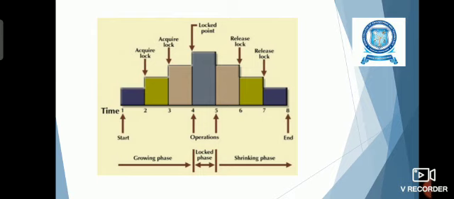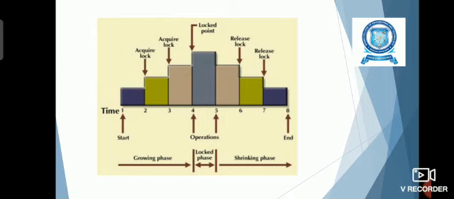Also, we can see the growing phase and shrinking phase with this diagram. Here, at the times T1, T2, T3, T4, throughout these time periods, various transactions are putting the locks on various data items. So the time period from T1 to T4 is called as growing phase. After that, from the time period 4 to 5, all the transactions will do the operations on the data items. This time period is called as locked phase.